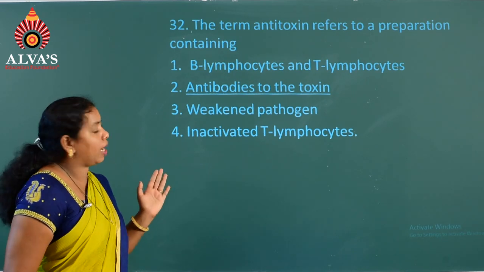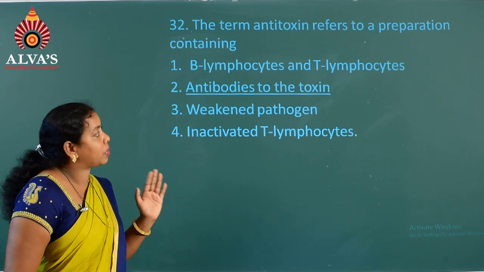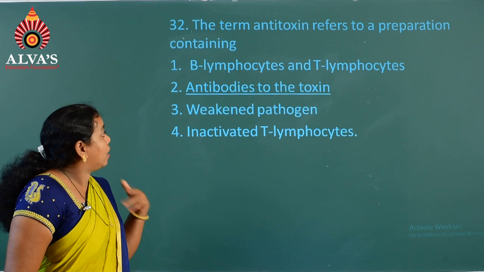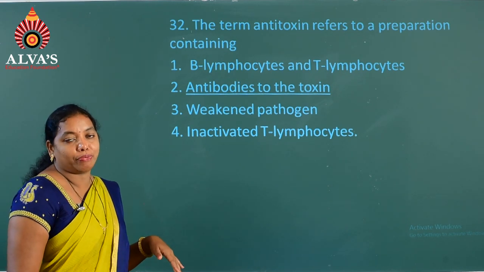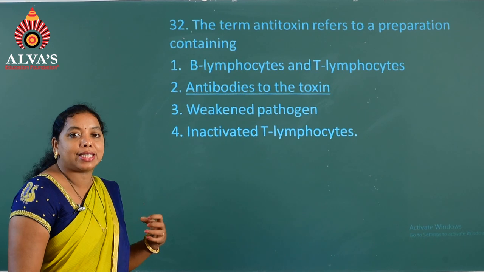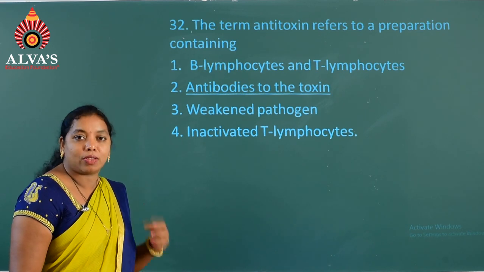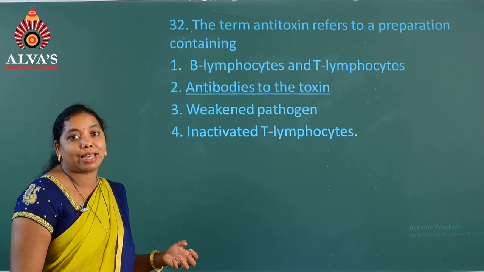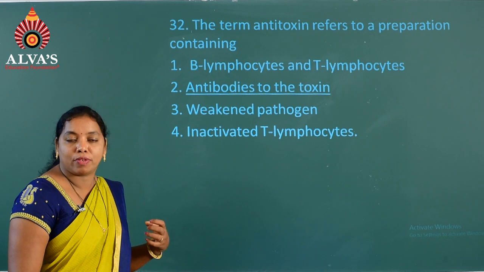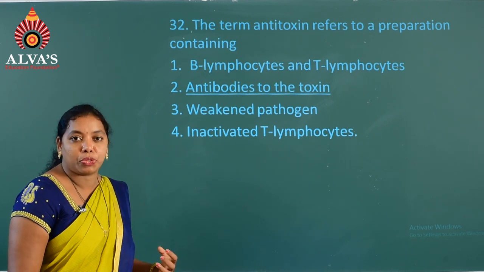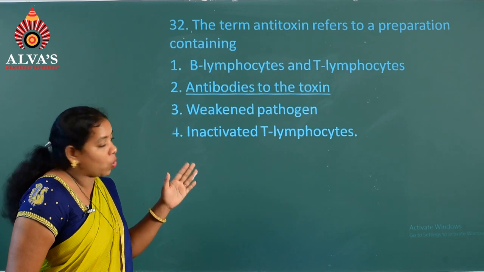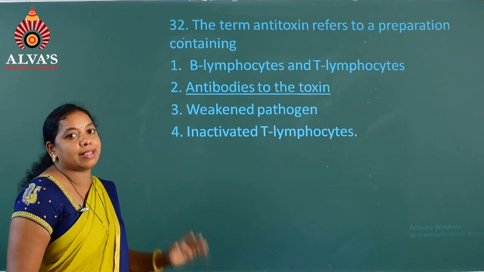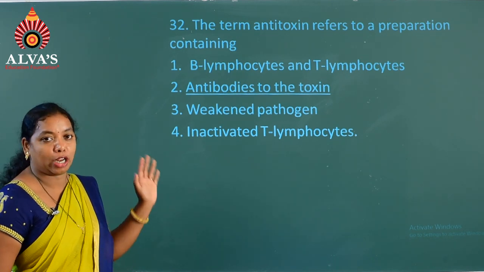Here we can see that the first option, B-lymphocytes and T-lymphocytes, will not come under this concept, whereas the second one is antibodies to the toxin. If you consider a snake bite, antivenom is given against that. This antivenom has an antitoxin effect, so it functions like a ready-made antibody, and even during the tetanus condition, we can consider the antitoxin as antibodies to the toxin which are given. Hence the correct answer for question number 32 is the second option.